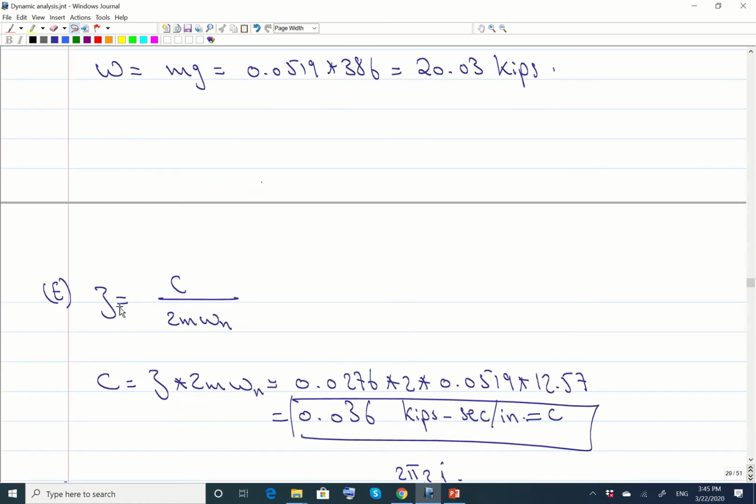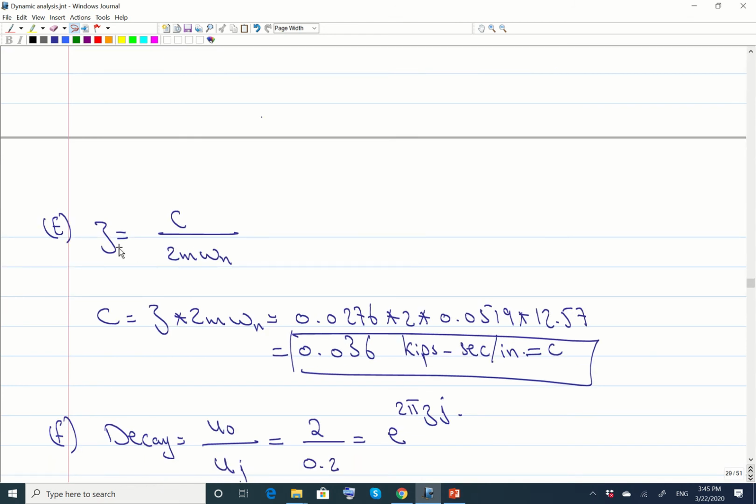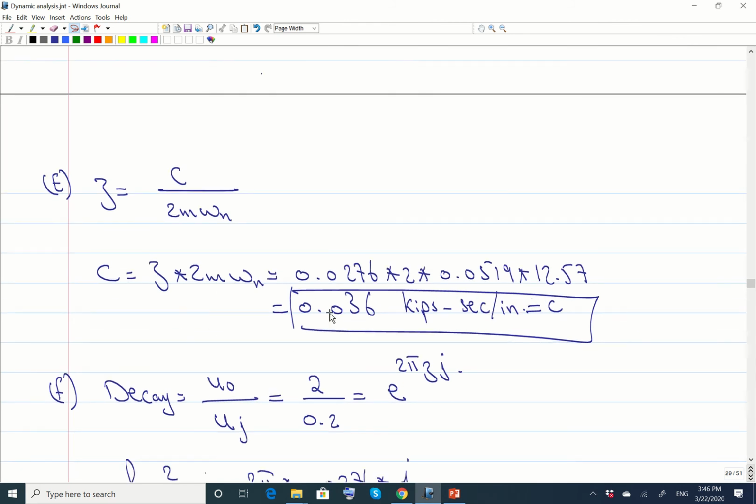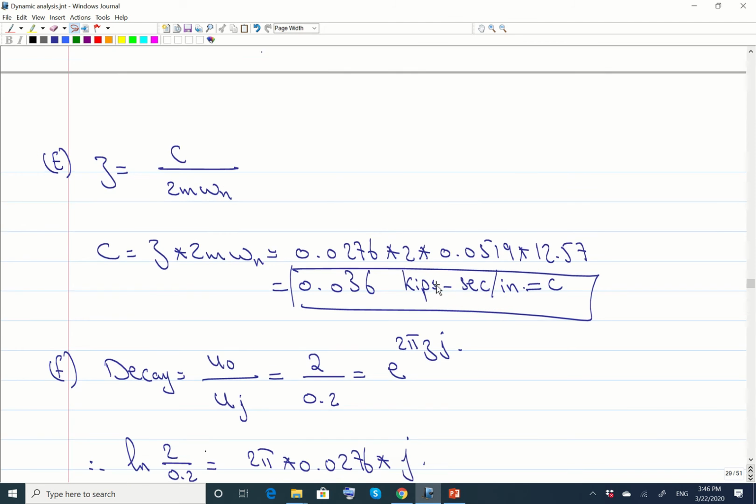Now the zeta. We already found zeta, and we want to find the damping coefficient, C. At the beginning, when we introduced zeta, we said zeta is C divided by 2m omega n. Everything here is known except C. We already calculated zeta, the mass of the structure, and the natural frequency of the structure. So C is 2m omega n multiplied by zeta. You just put the numbers that you got. Zeta is going to be 0.036, and you put all the units and simplify it. It's going to be kips second per inch. So that's C, the damping coefficient.